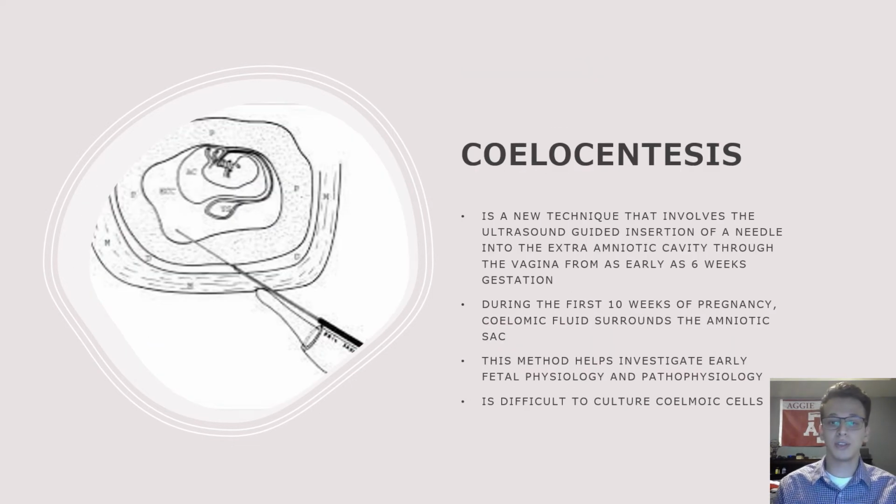Now we get into choriocentesis. It's a new technique that involves the ultrasound-guided insertion of a needle into the extra-amniotic cavity through the vagina from as early as 6 weeks gestation. During the first 10 weeks of pregnancy, chorionic fluid surrounds the amniotic sac. So basically we're able to get a sample of that fluid in those first 10 weeks, as early as 6 or up to 10. This helps investigate early fetal physiology and pathophysiology. However, the only reason it's not widely used is that it's difficult to culture the chorionic cells, and it's a longer process as well.